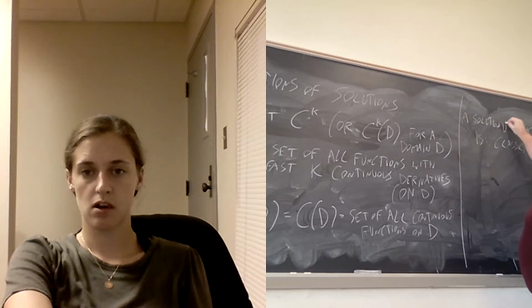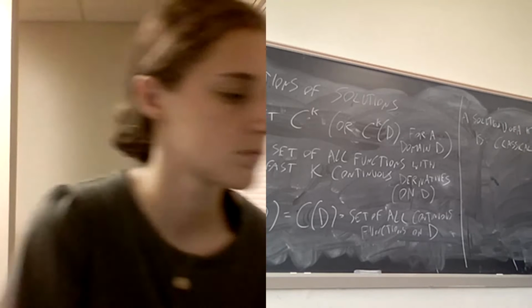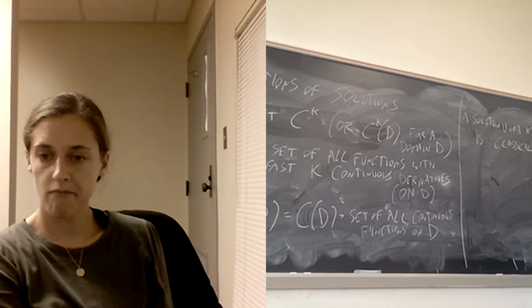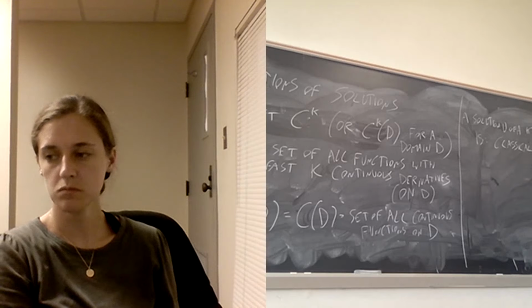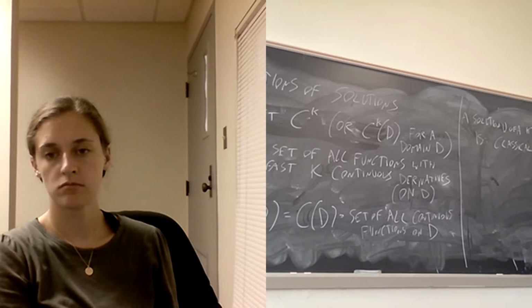I need to refer to a solution. The solution U. So U is a solution of a k-order PDE. Actually, I did not include that in the definition in the notes. That U is the solution in question. It is classical if U has k continuous derivatives.